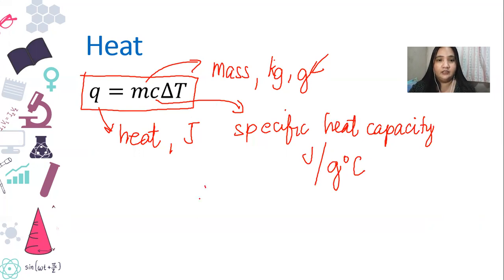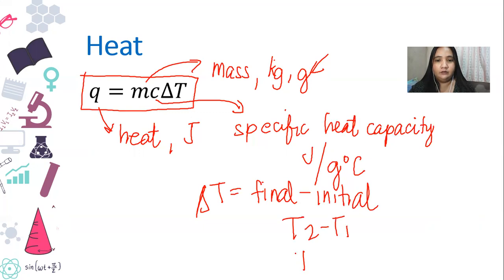And of course, finally, delta T. When you see a delta, that's always final minus initial. Sometimes it's T2 minus T1 or Tf minus Ti. It depends on what formula you'll be using, sub 2, sub 1, f, sub i. It doesn't matter as long as it's a delta. That means it's change. It's always final minus initial. Okay, so let's start with two problems.